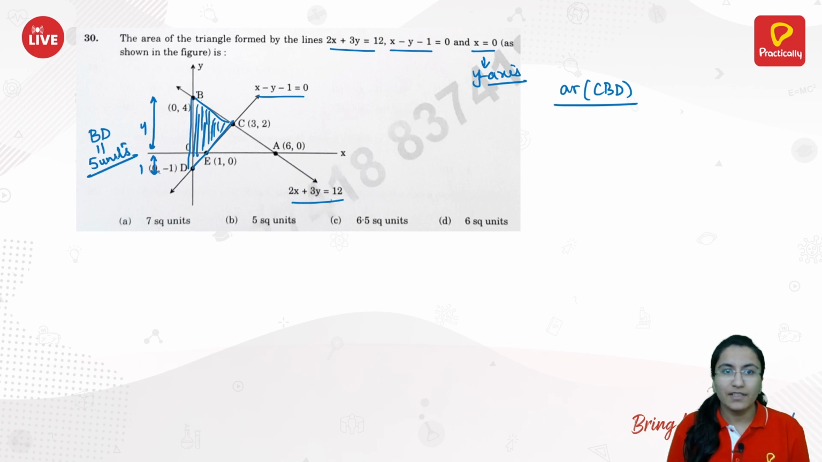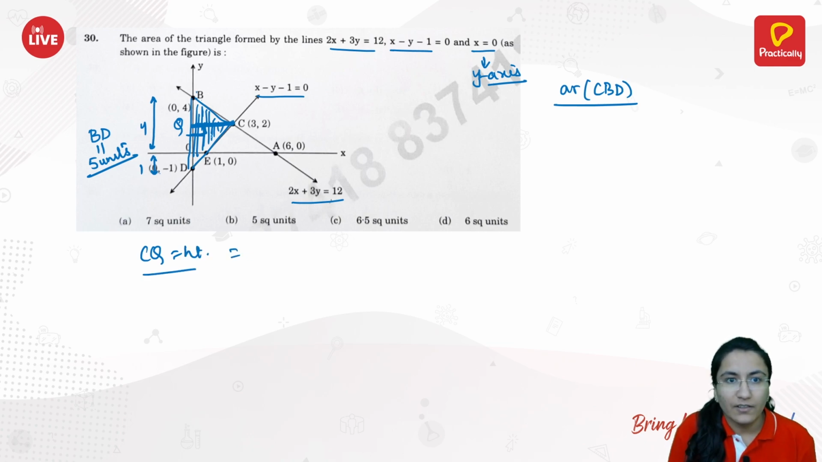Complete length is 5 units, and you can calculate the height of this triangle. This height you can easily calculate. This height is the same as the x coordinate of C. So if I say that CQ is the height of the triangle, it is the same as the x coordinate of C. This is the same as this length, so that is 3. So that means this is equal to 3. So I consider BD as the base, which is 5 units, and this height is 3 units.